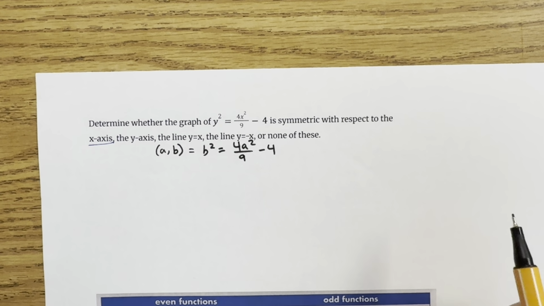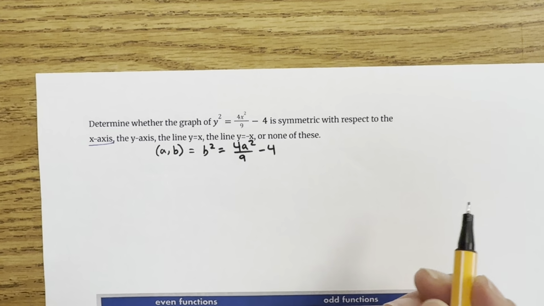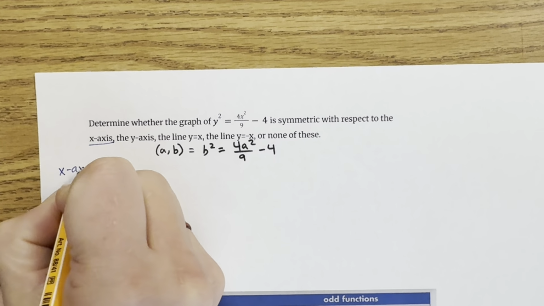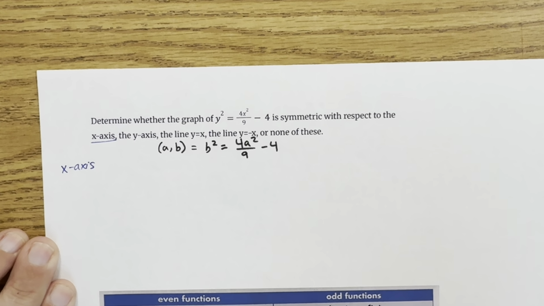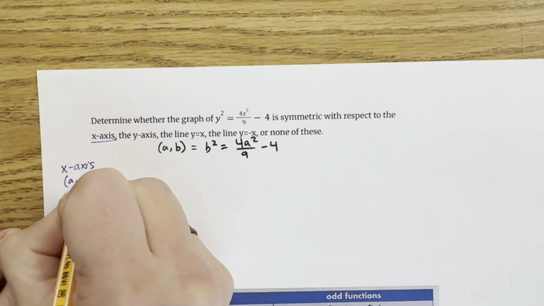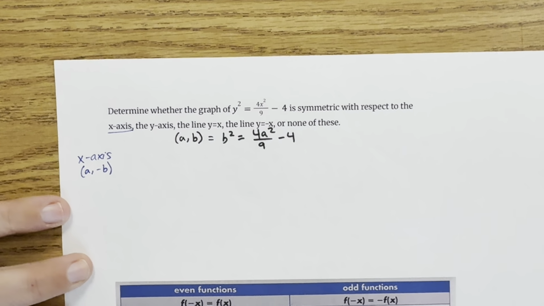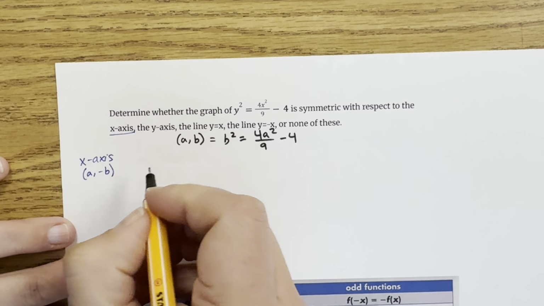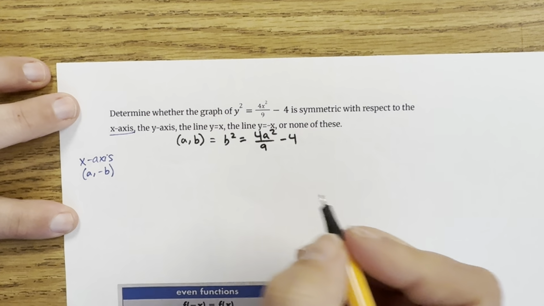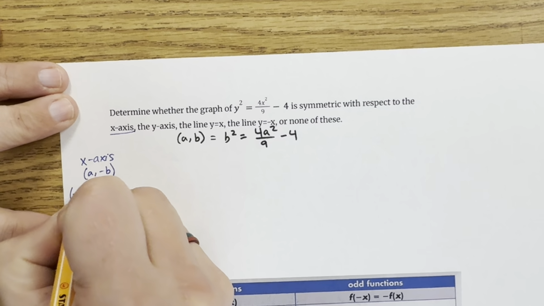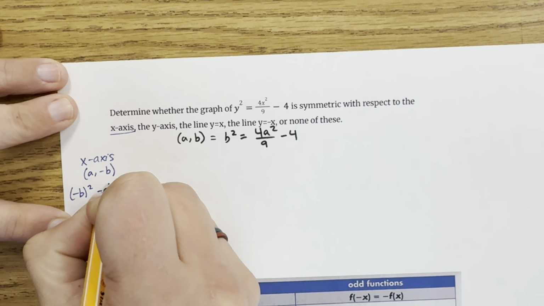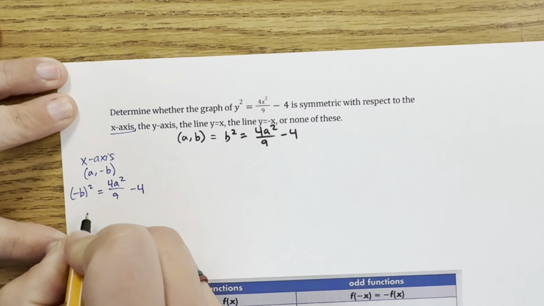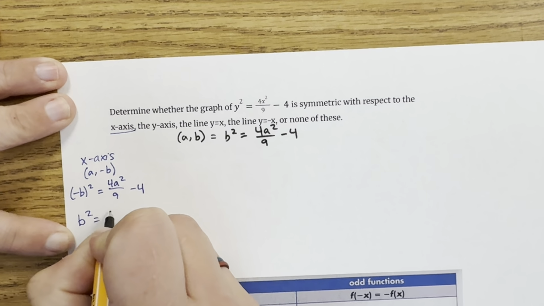So now I'm going to go through and plug in my test. So my test for the x-axis was to plug in (a, negative b) to see if those were equivalent. So I'm going to take my original here and plug in (a, negative b). So I will have negative b squared equals 4a squared over 9. And I know negative b squared is just b squared.